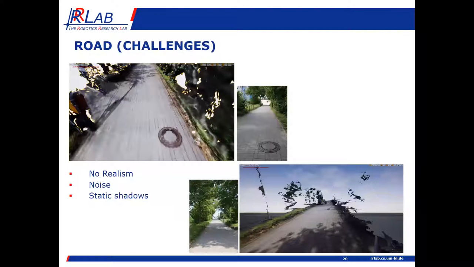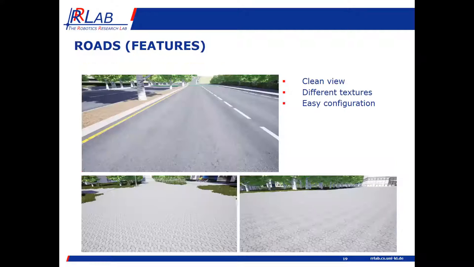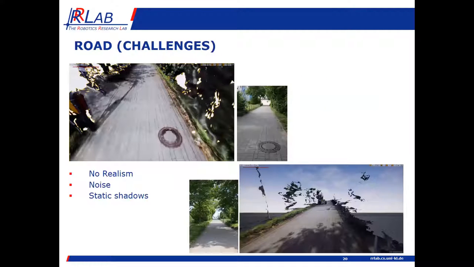But the challenge with the roads is that sometimes they are not so realistic. If you see here, it seems a bit artificial, because what I did is I made a spline and added this mesh, and then it automatically made the whole road. So it was repeating these textures. If you see here also, it's repeating. But in reality, the texture looks something like this, with different shades, and it's not just the same. So we try to make it realistic.